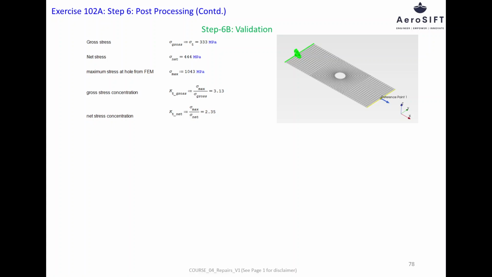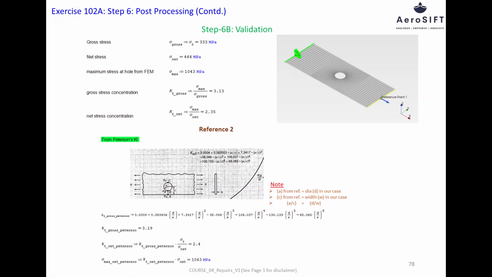From the FE analysis, the maximum stress near the hole is obtained as 1043 megapascals. Using these values, the gross stress concentration factor is calculated as 3.13 and the net stress concentration factor as 2.35. When we compare these with Peterson's reference, we find a gross stress concentration factor of 3.19 and a net factor of 2.4, leading to a theoretical maximum net stress of 1,063 megapascals.